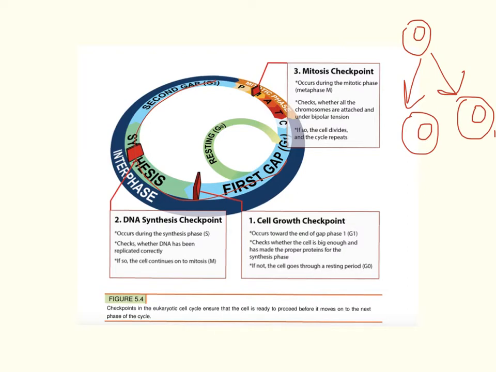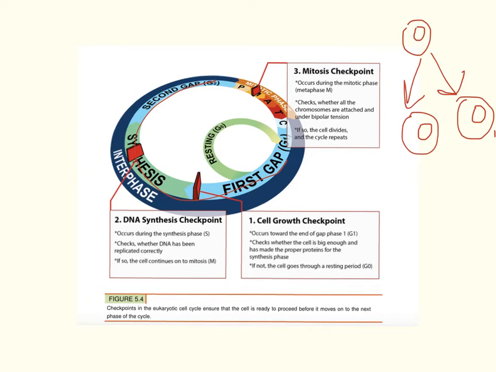So when we're looking at the cell growth checkpoints, you're looking to see if the cell goes through. If there's a problem with this, then the cell goes through a resting period, G0, and then re-enters when necessary. There are other triggers that control whether it goes on and does the rest of the cell cycle. That can also put it into G0.